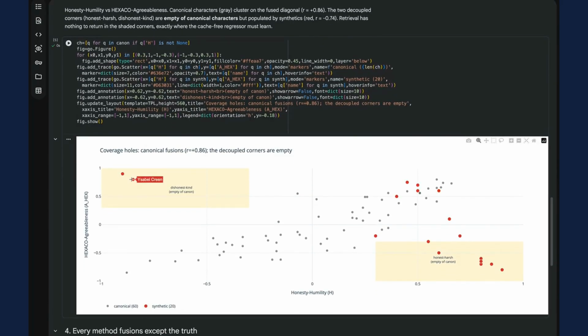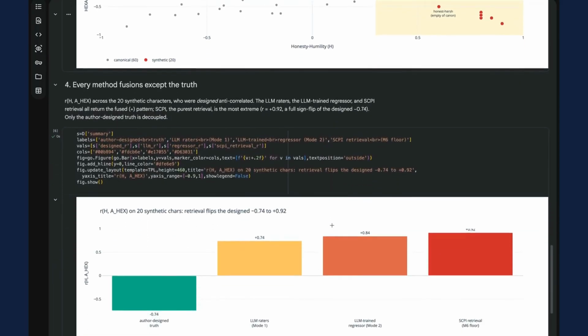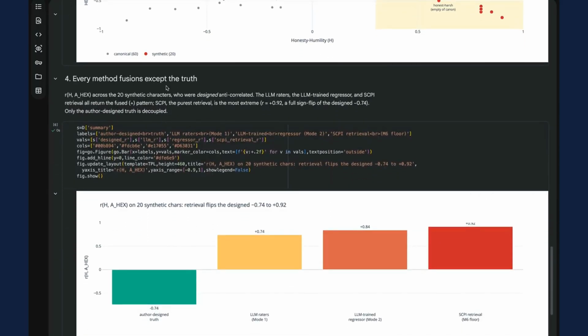SCPI retrieval, the purest retrieval method, which fits nothing and simply hands a character the traits of its nearest labeled neighbor, is the most extreme, at plus 0.92. Only the author-designed truth stays decoupled. Every instrument that leans on the cache inverts a correlation that was engineered into the data with the opposite sign. That is the contagion result from video 6, seen from the substrate end. Anything supervised by these labels, or retrieving against them, inherits the cached prior, rather than reading the page.